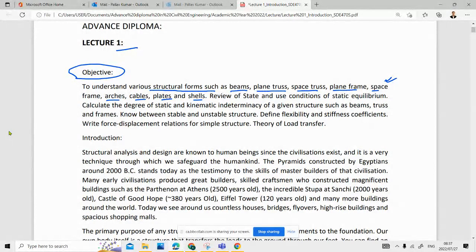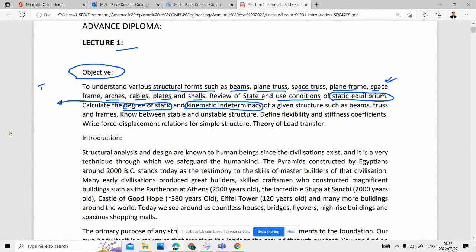We will also see the statement and use of conditions for static equilibrium. We need to understand what we mean by static equilibrium. Further, we will calculate the degree of static and kinematic indeterminacy. We need to feel them in order to understand these two different aspects, right? What do you mean by static indeterminacy? What do you mean by kinematic indeterminacy? So most of the analysis is based on these two determinacies, right?